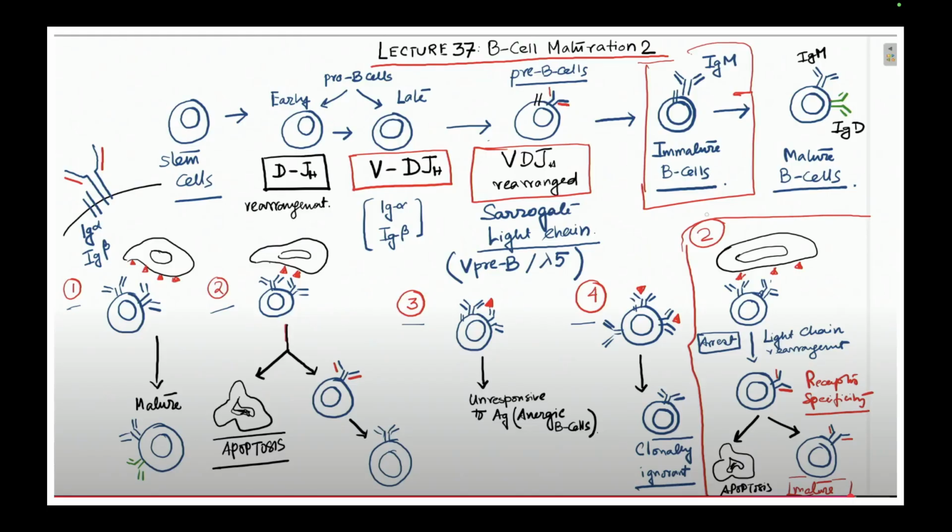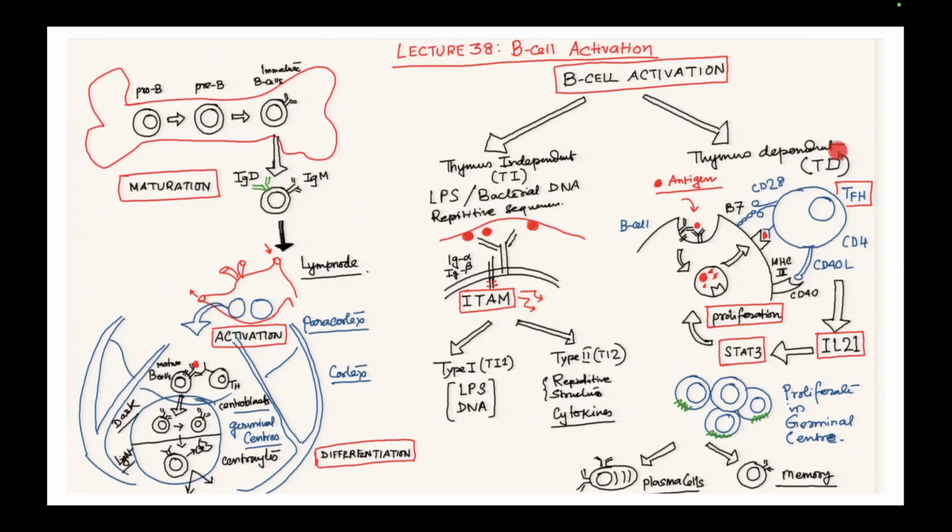So this is about B cell maturation, how the B cell is getting matured. Okay, B cell activation. After the maturation, it goes to the lymph nodes, and how it gets developed, it interacts with the pathogen and then goes to the germinal centers.